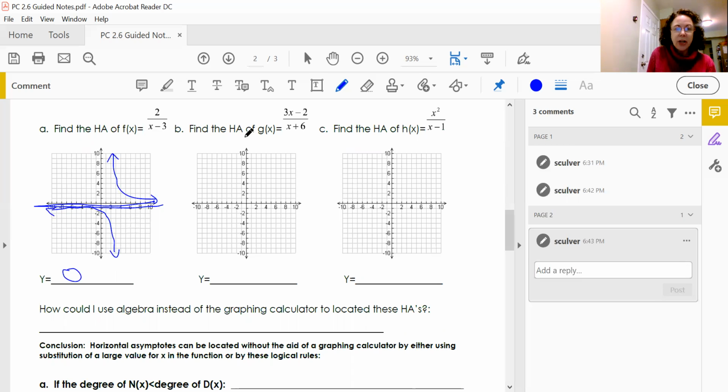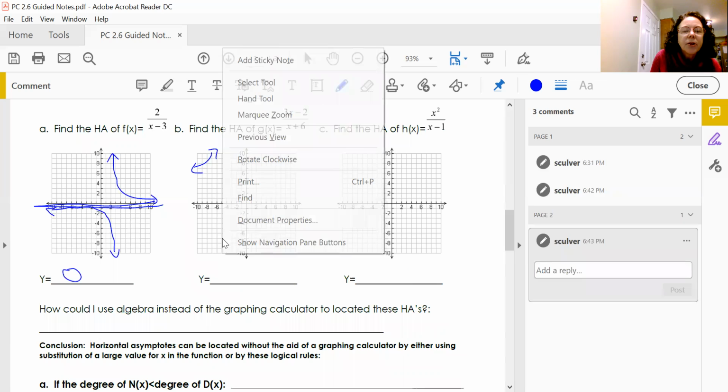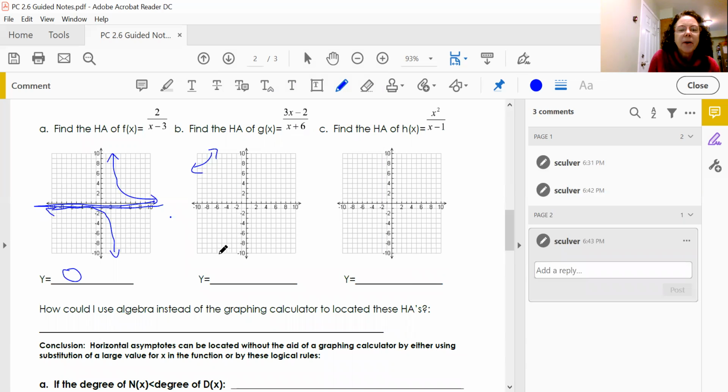Let's see if we can find an HA, the horizontal asymptote of 3x minus 2 over x plus 6. So when you graph that in your graphing calculator, it has a little branch up in the corner and it goes through, let's see if I can do this pretty well. Oh, sorry, touched something I wasn't supposed to. There we go, and goes through here. Okay, so it would appear, and it's kind of hard to tell in this case because of my drawing, but it would appear that the graph does seem to be going horizontally.